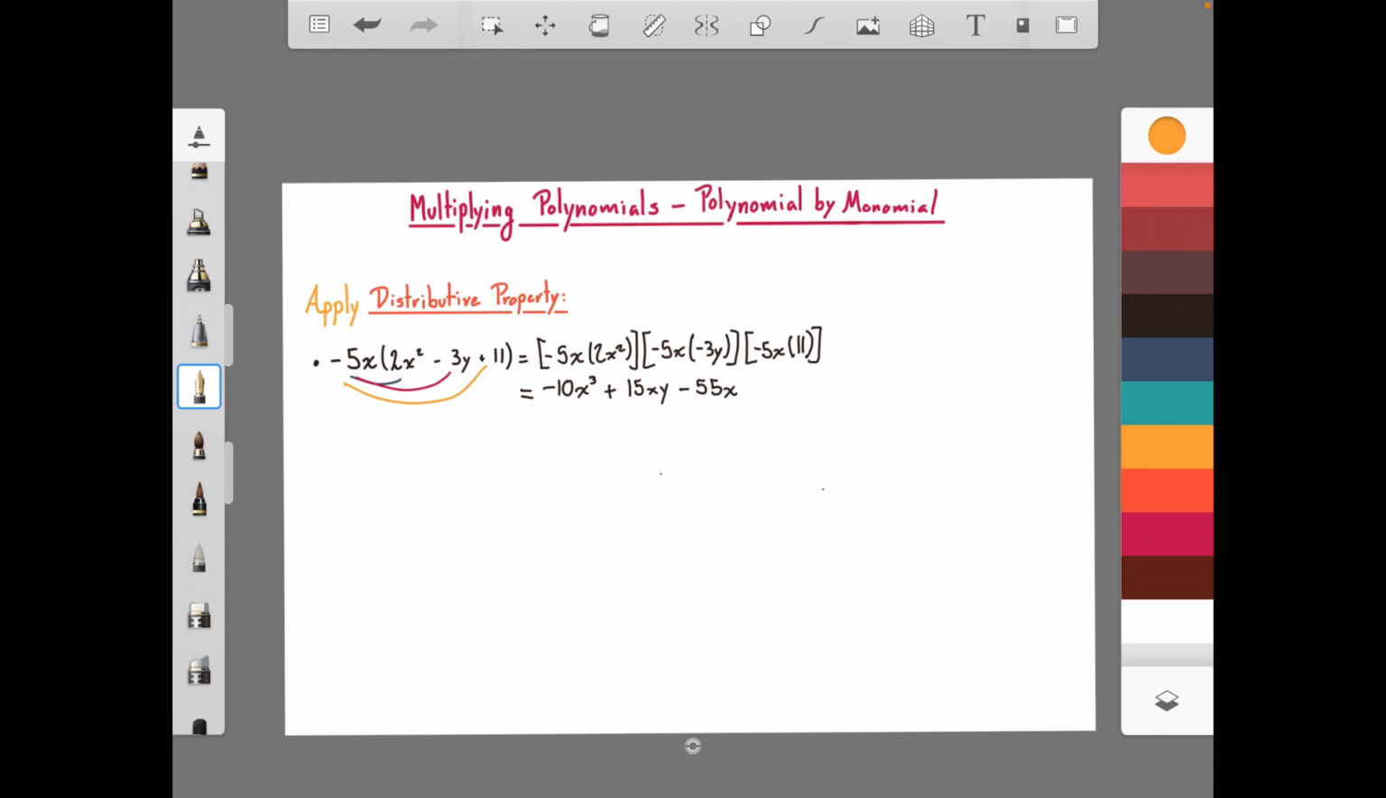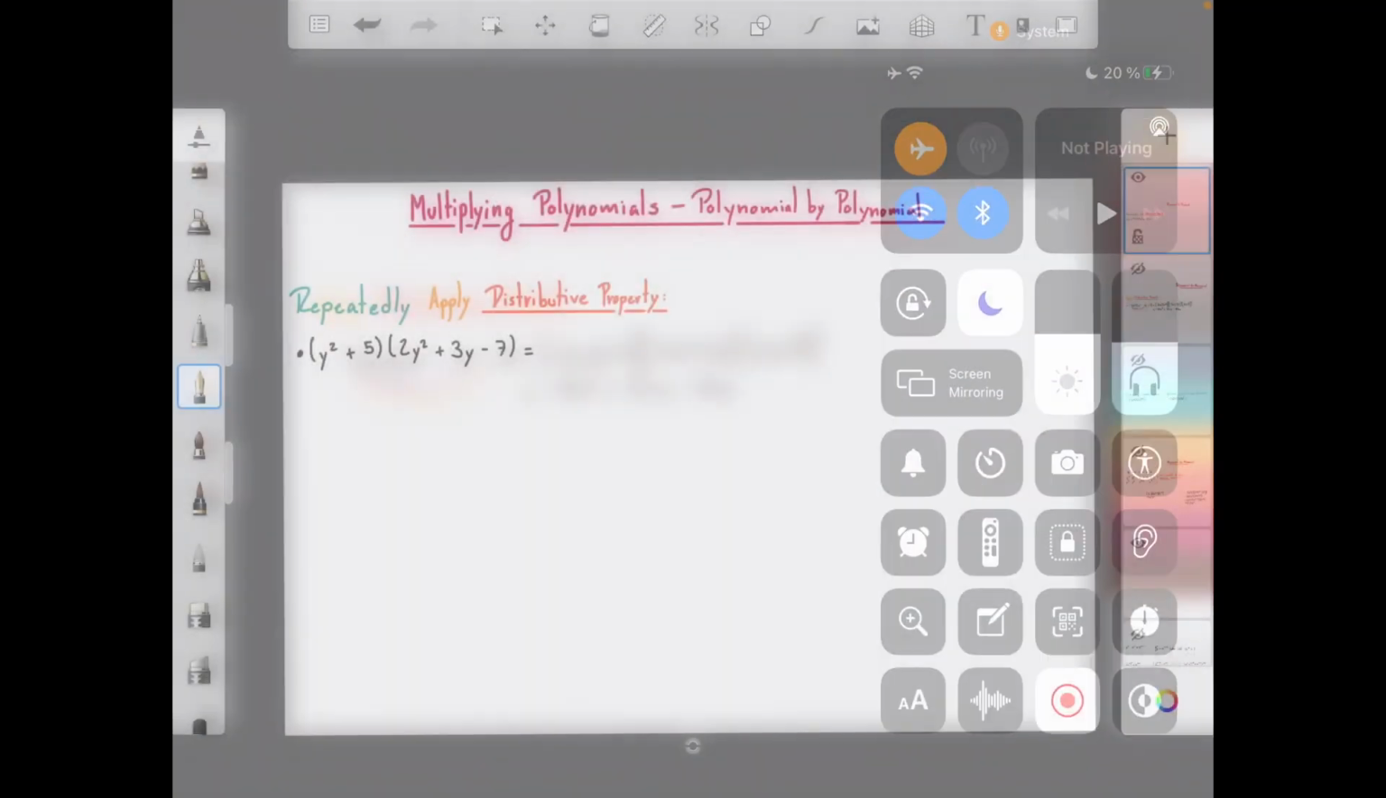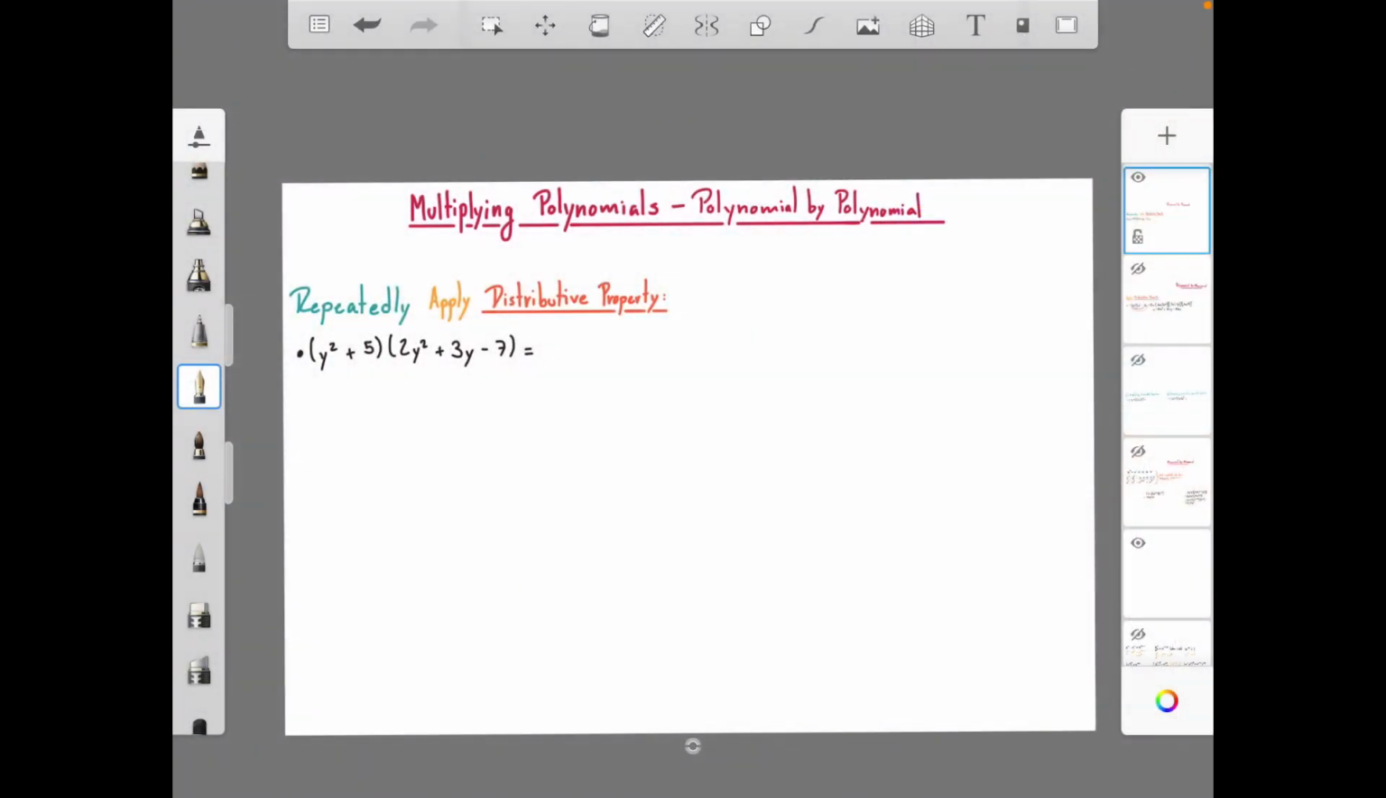And now we're going to talk about multiplying polynomials by polynomials, which is very similar to this, and I'll explain it right now. Okay, now that we've talked about polynomials by monomials, now we're going to talk about polynomials by polynomials. And this is very similar to multiplying with just monomials, because the principle here is that you have to repeatedly apply distributive property.